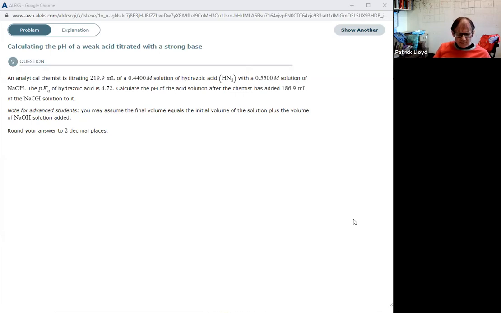So we have 219.9 milliliters of 0.44 molar HN3 with a pKa of 4.72. And we have 186.9 milliliters of 0.5500 molar NaOH. You want to write those numbers down and then on a piece of paper, go through the calculations. So let's take a look. I'm going to go ahead and bring up the screen and we'll approach it.